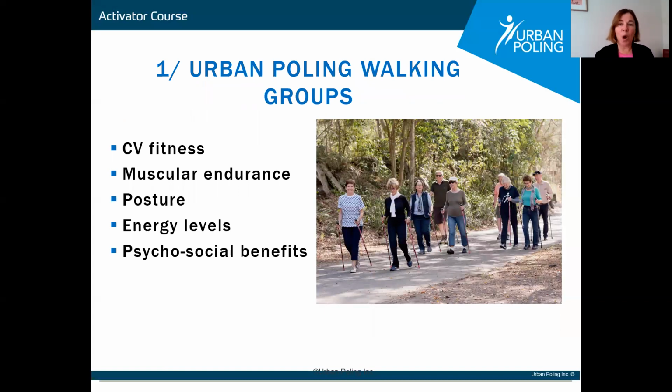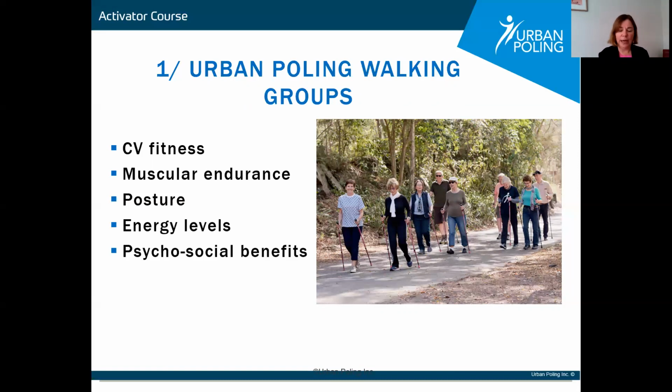So urban poling walking groups, you can use activators for walking groups. This group on the right is a combination of my exercise and walking group that I hold once a week. I hold one exercise group and one walking group. They are all using urban poles at this particular stage. So it improves cardiovascular fitness, really good for the fitter walkers, the younger walkers. They can actually use the poles to propel them and get that upper limb work happening.